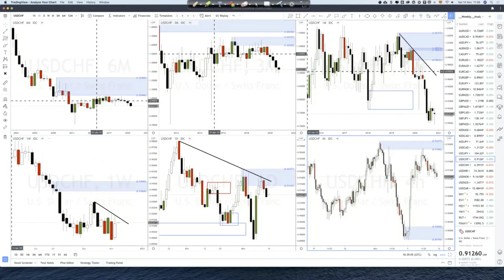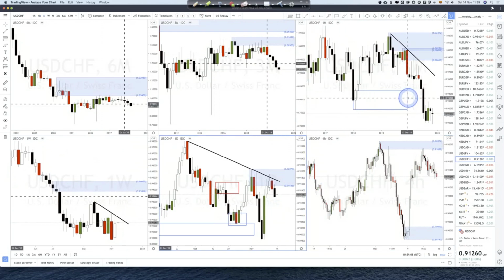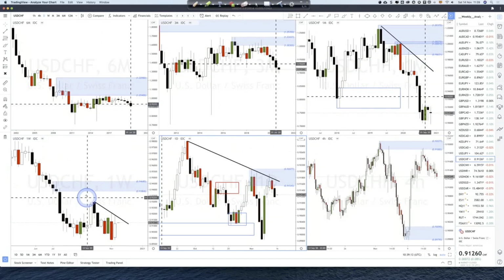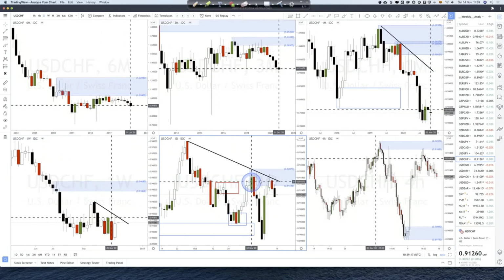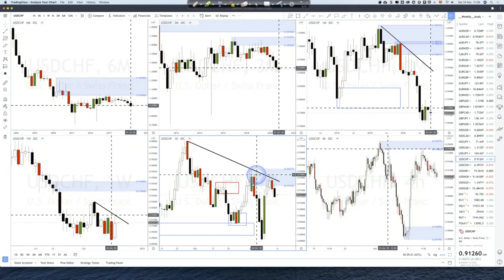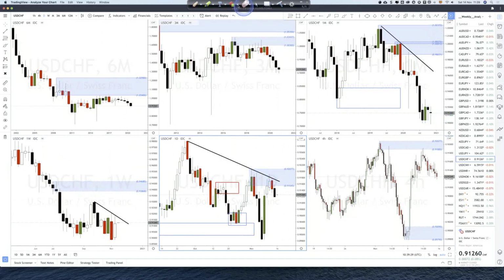Swiss franc versus the dollar. Here we are. We were expecting price to rally all the way up to this area of supply in the weekly, in order to go short, but it just didn't. Now we've got a daily area of supply, daily in a downtrend, bad basing structure. So we can't go short set and forget.